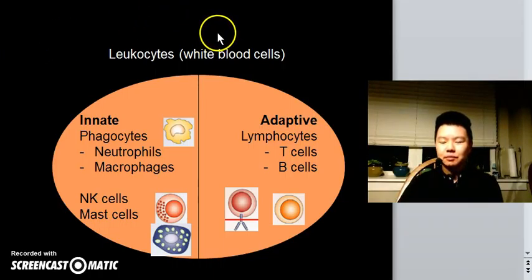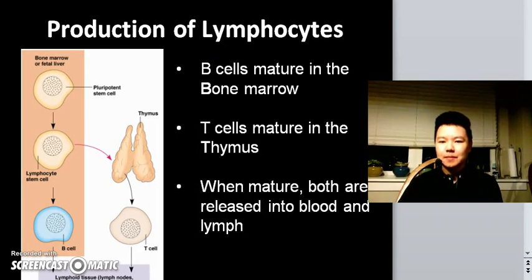So in this diagram, we've laid out the white blood cells, also called leukocytes, into the ones that are involved in innate immunity, and over here the ones that are involved in adaptive immunity. In adaptive immunity, the cells are called lymphocytes, and we divide that into T cells and B cells. Both of these lymphocytes are initially born in the bone marrow.